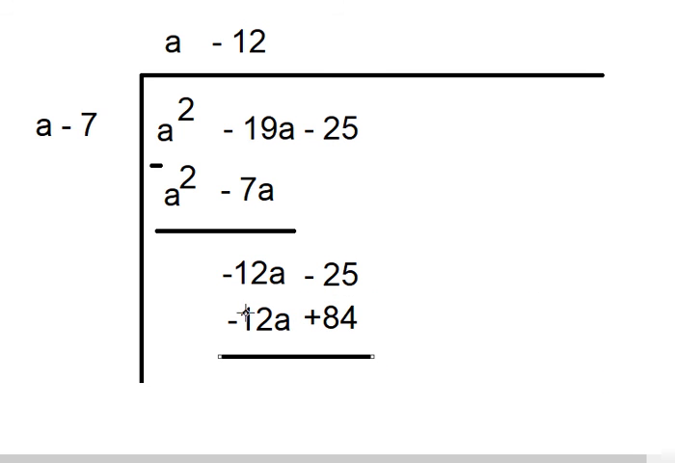So we put a negative sign here. Negative 12 and negative 12, they will cancel together. Negative 25, and we have the negative in here. So negative with 84, you will get negative 84. Negative 25, negative 84, you will get negative 109.